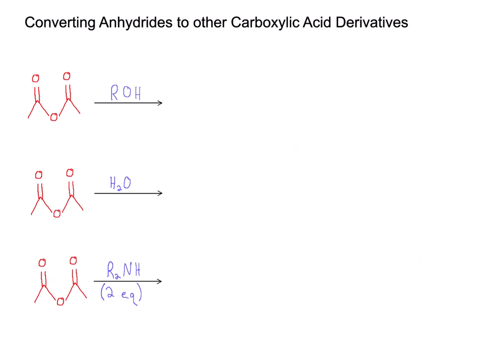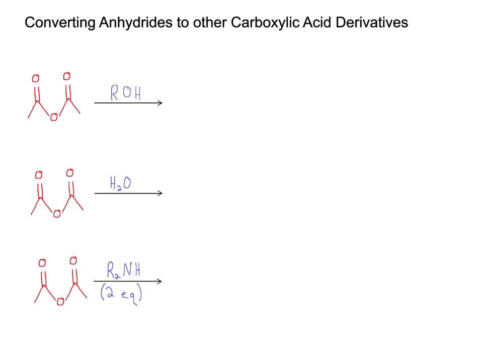Anhydrides are slightly less reactive than acid chlorides, and as such, they can be converted to esters, carboxylic acids, and amides as well. In these reactions, we use neutral nucleophiles, and the mechanism is nearly identical to the mechanism we use to convert the acid chlorides.